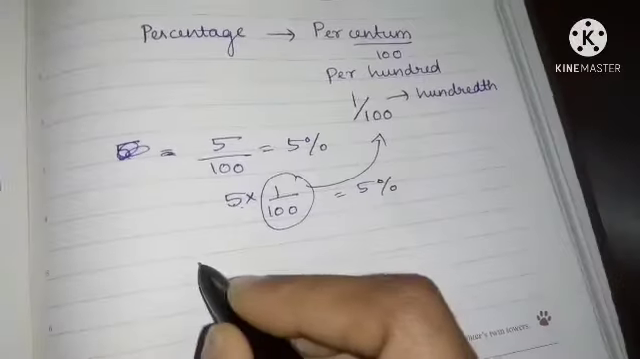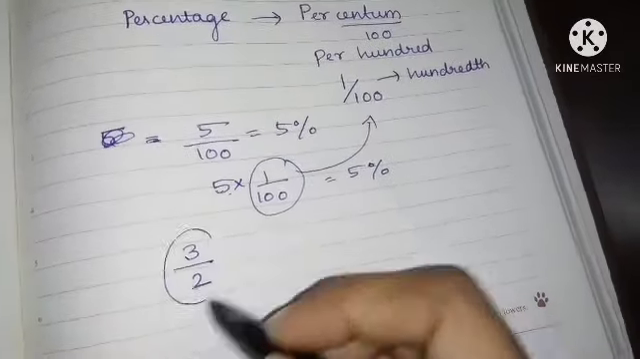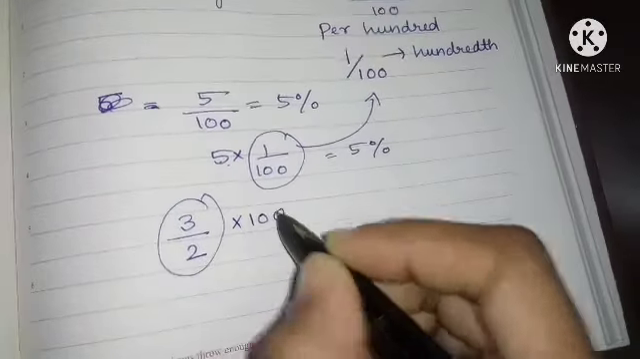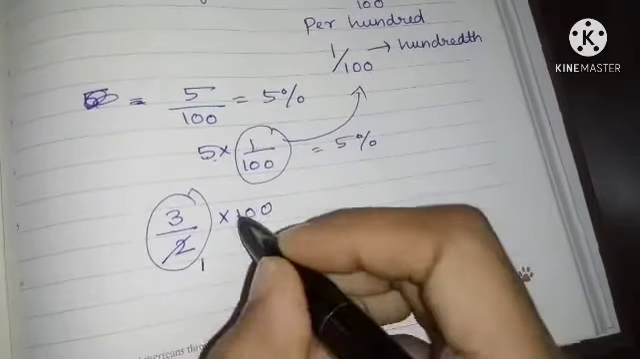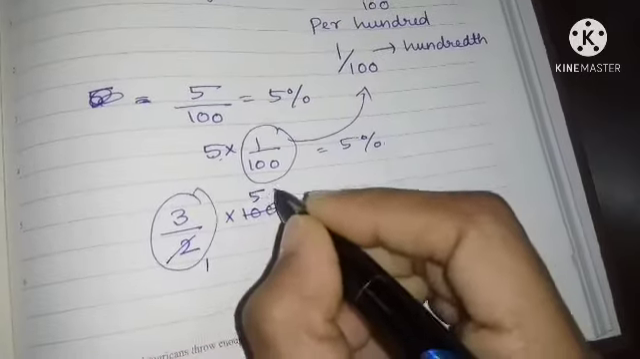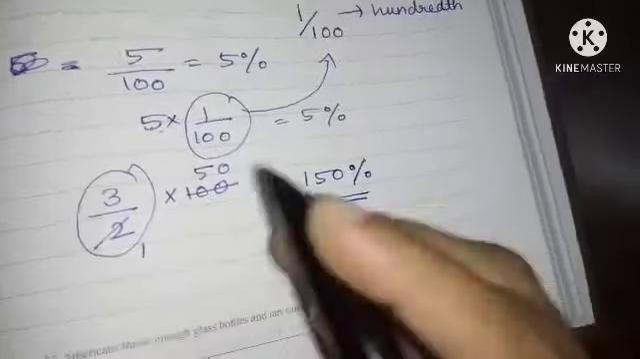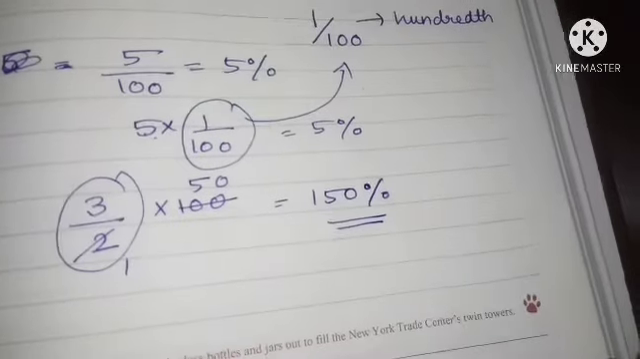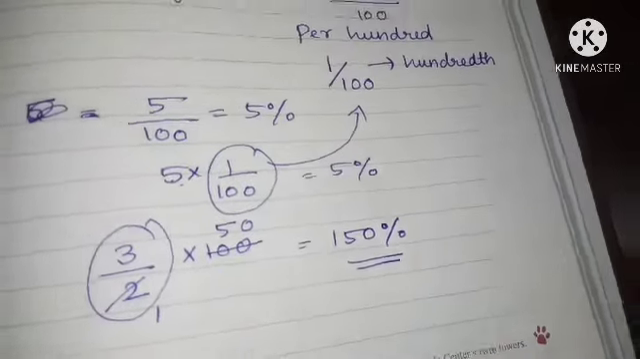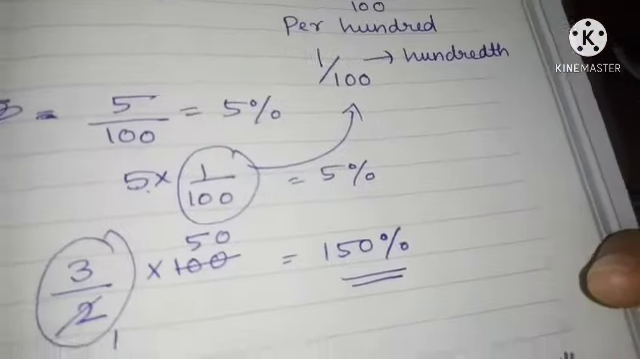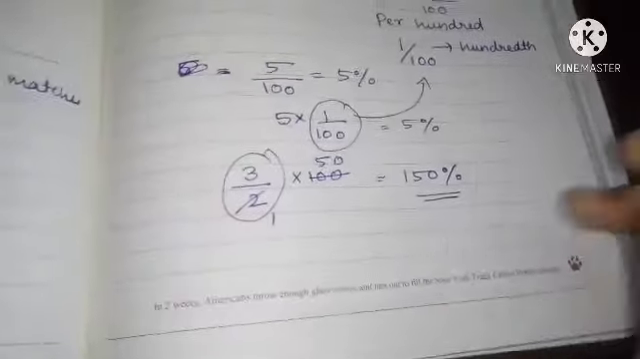Sometimes 3 by 2, this is one fraction, you are supposed to make it a percentage, which means you can multiply directly by 100. 2 ones are 2, 2 fives are 10, 0, 5 threes are 15, 150 percentage. So 3 by 2 is nothing but 150 percentage. Okay, so actually percentage means 1 by 100, which is one hundredth.